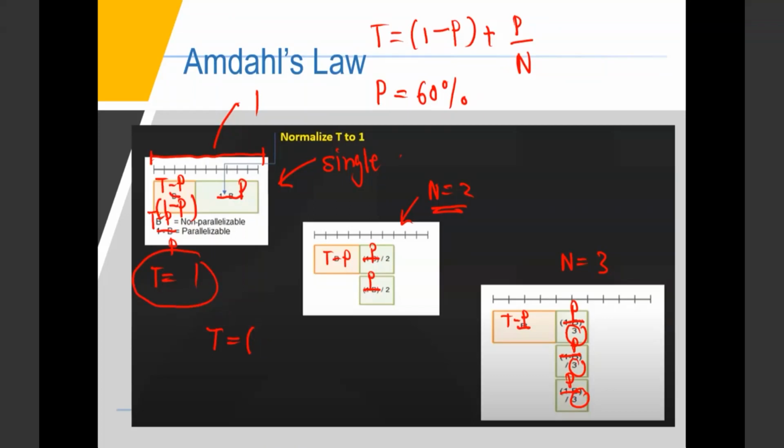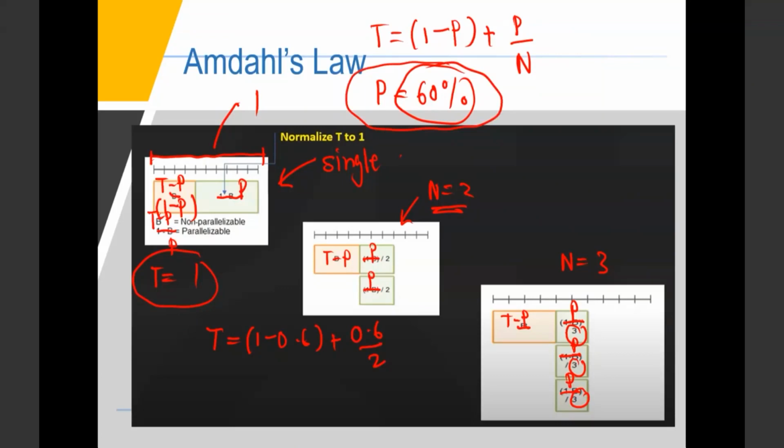Okay, so 1 minus 60% is 0.6. Okay, 0.6. And then plus 0.6 divided by 2. Because the parallelization here is 60% of it. We take the P here as 60% of your program.